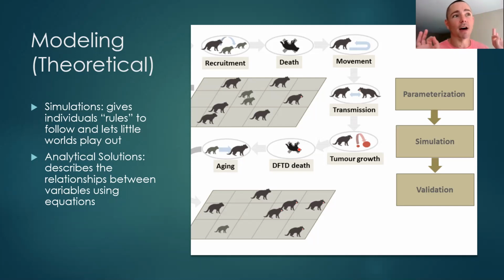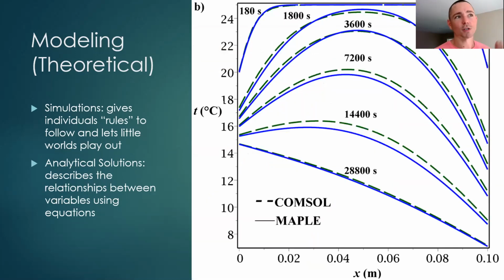So if you simplify how you're going to parameterize everything, you can use an analytical solution, which basically says, okay, we know that real life is really complicated. We know that simulations are very satisfying.